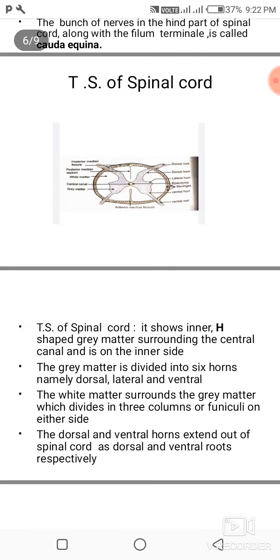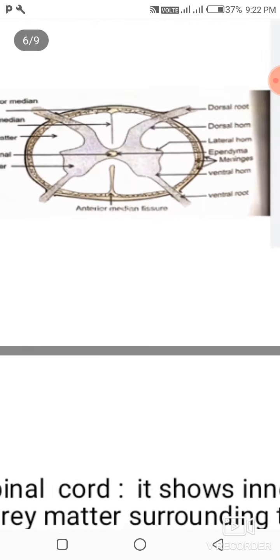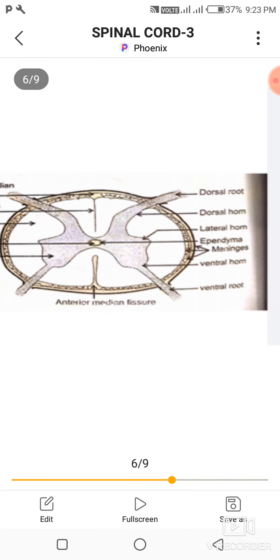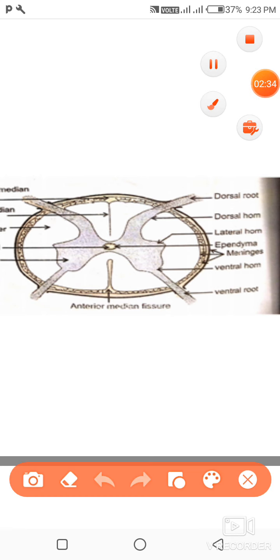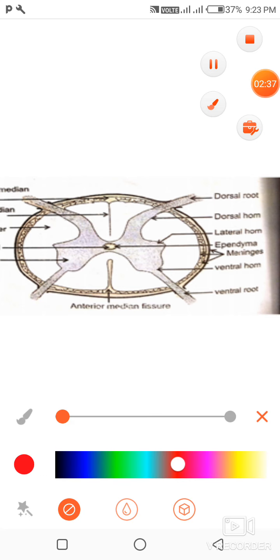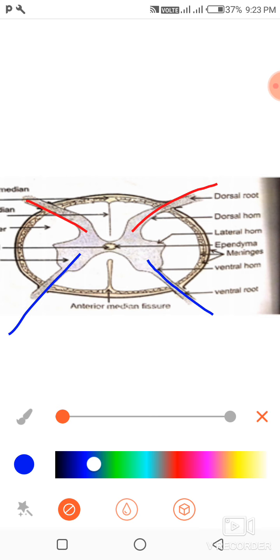TS of spinal cord, another important question. TS of spinal cord shows an H-shaped or butterfly-shaped grey matter. The butterfly-shaped or H-shaped grey matter shows a pair of horns towards the dorsal side called dorsal horns. It has a pair of horns towards the ventral side called ventral horns, and it has got a pair of lateral horns.